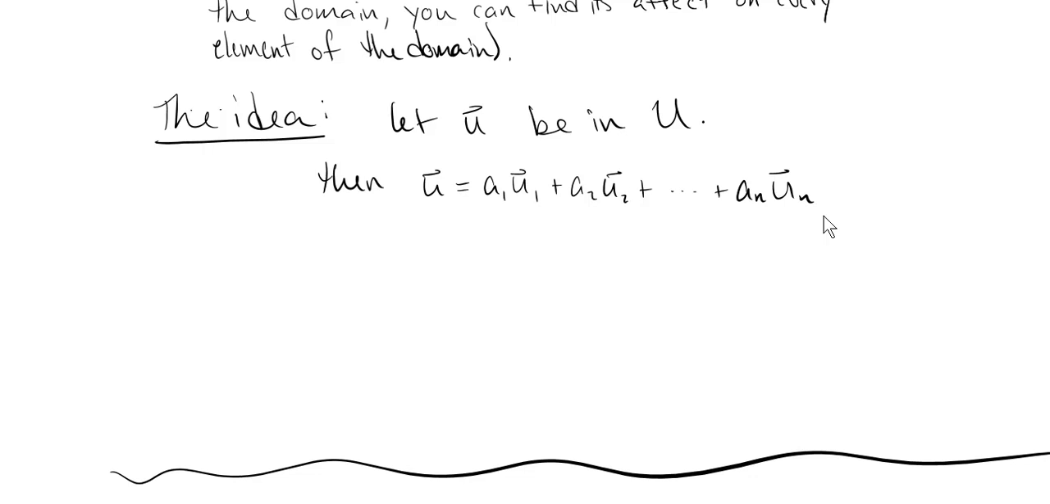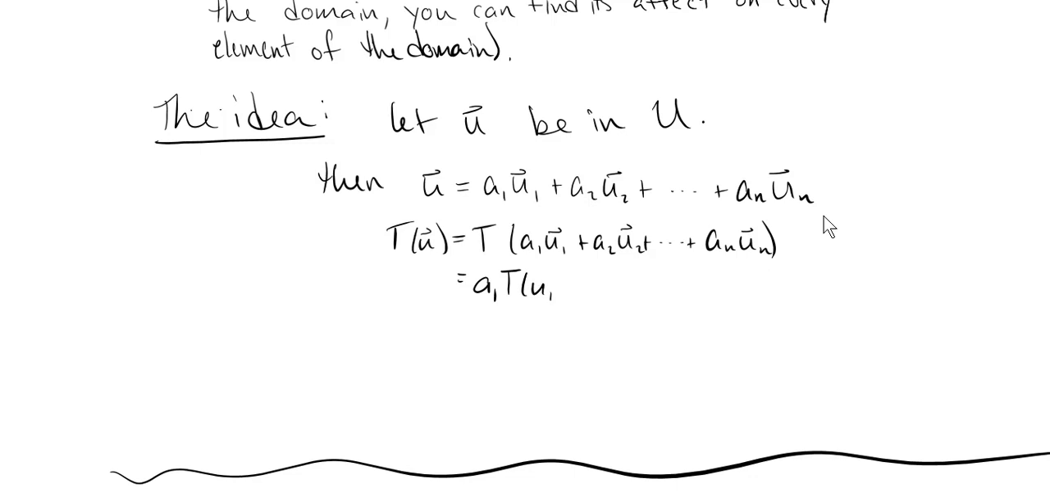But now notice, if I want to apply the linear transformation T to this vector U, T of U is just T of a linear combination of these basis vectors. And by the linearity of T, by definition of linearity of a transformation, this linear transformation of the linear combination is really just the linear combination of the linear transformations. We've seen this property really defines a linear transformation.